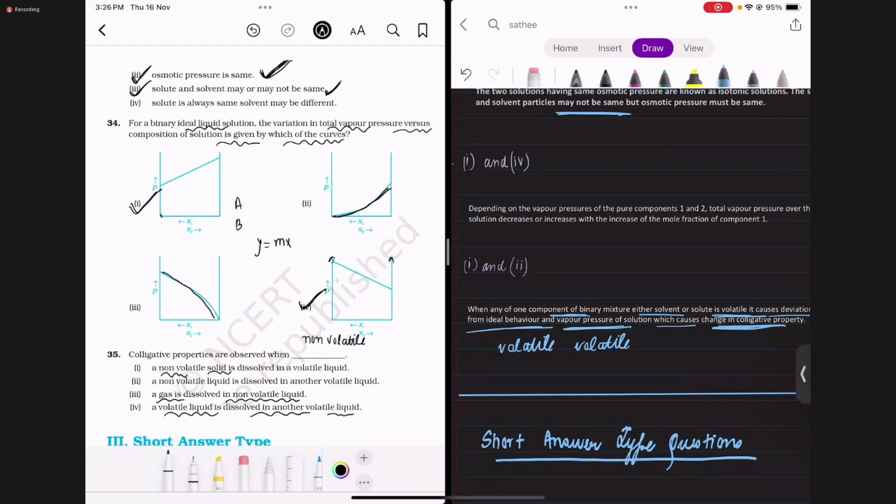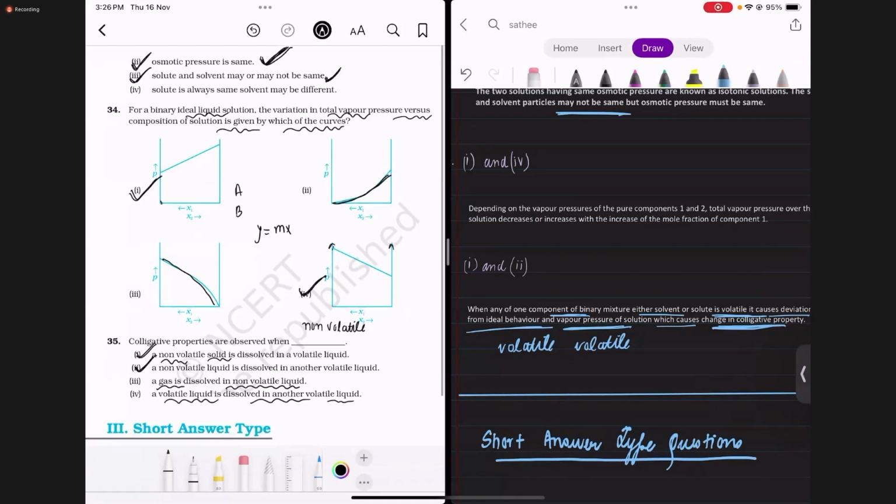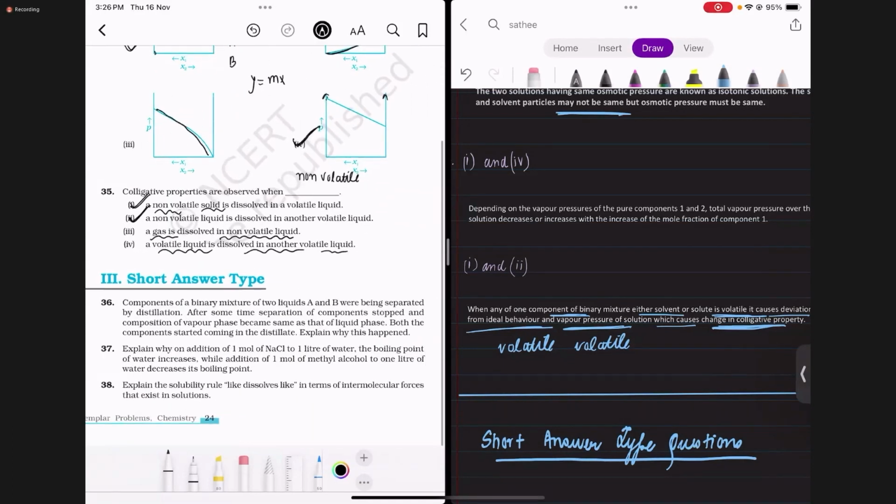So the correct options are option 1 and option 2. Non-volatile solid is dissolved in a non-volatile liquid, and also non-volatile liquid is dissolved in another non-volatile liquid. So we can observe colligative properties easily. तो ये हो गए हमारे MCQs type 2 खत्म.